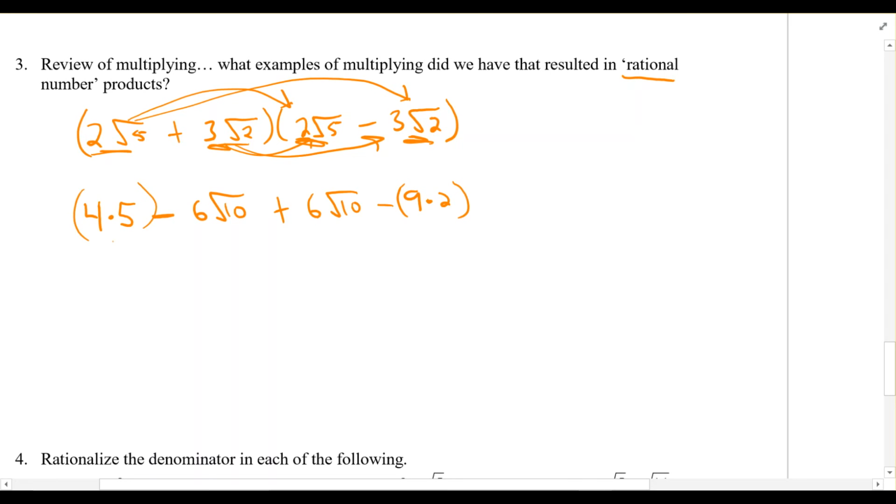Okay, so now you can see this is a special case where this and this are exactly the same, but one's a negative. They cancel, they equal 0, right? So that and that is just gone. And what we end up with here is just 20 minus 18. So we end up with 2, which is a rational number. That's kind of what we were getting at there.